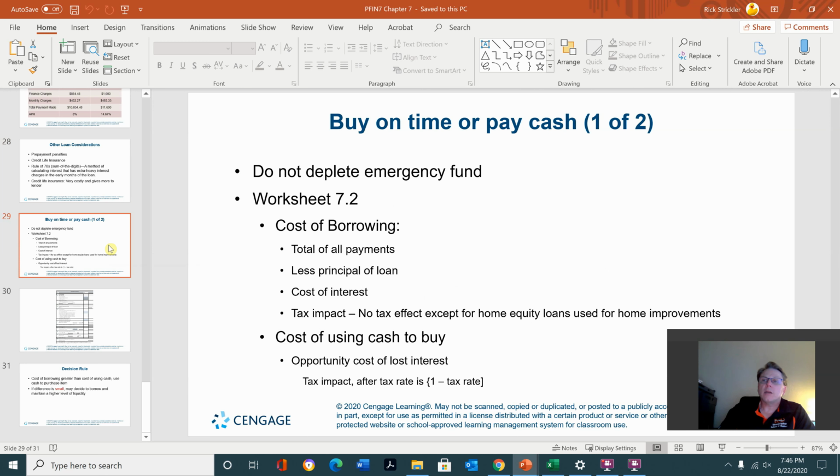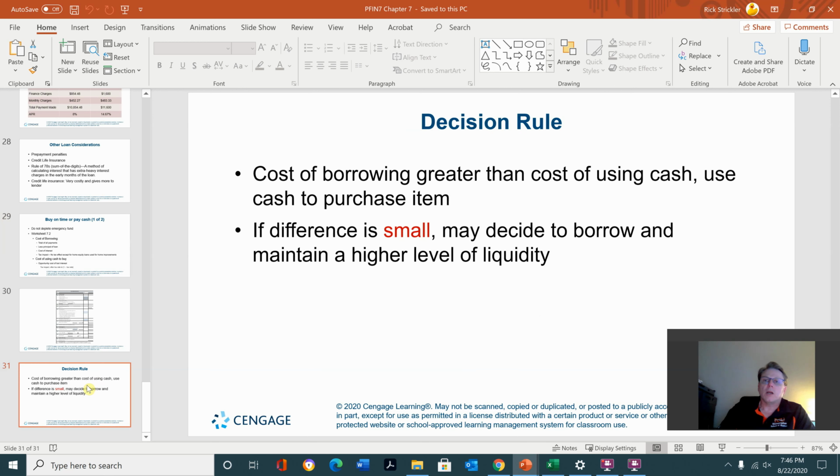Okay. Buy on time or pay cash. There's a worksheet in your book, 7.2. Cost of borrowing is total of payments, less principal of loan, cost of interest. Cost of using cash: opportunity costs of lost interest, after tax rate. Okay, so here's the decision rule: cost of borrowing greater than the cost of using cash. So if the difference is small, you may decide to borrow and maintain a high level of liquidity.